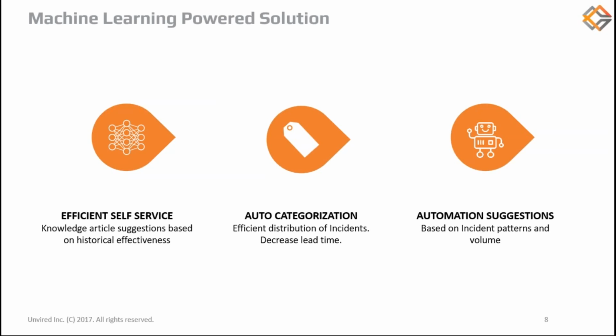The second one is about auto-categorization. Especially in a consumer scenario where there are a large number of incidents, efficient distribution of incidents is very important. Otherwise, the lead time is going to increase. So to decrease the lead time, the correct disbursement of incidents depends on automatic categorization. Right? So this is again solved by machine learning.